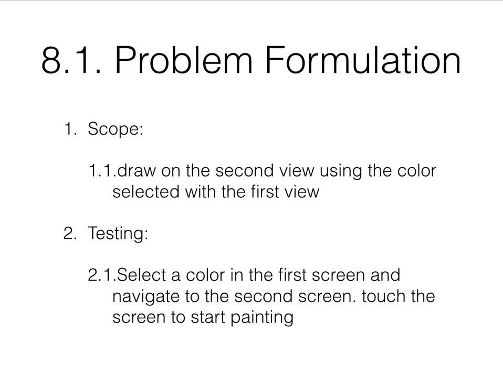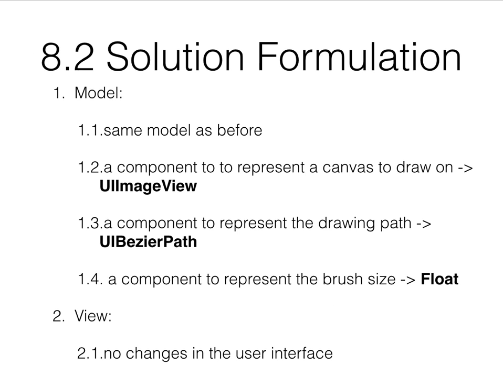Problem formulation, again, back to the app development process, being very disciplined here. Scope: we want to draw on the second view using the color we selected with the first view. This part is optional, or if you're watching the video as part of the class, this is an extra credit if you would like to do it. To test, select a color, go to the second screen and paint, and use the color to touch and start painting. So how are we going to do that?